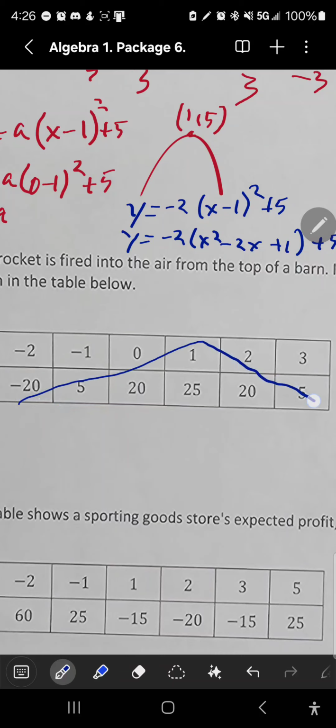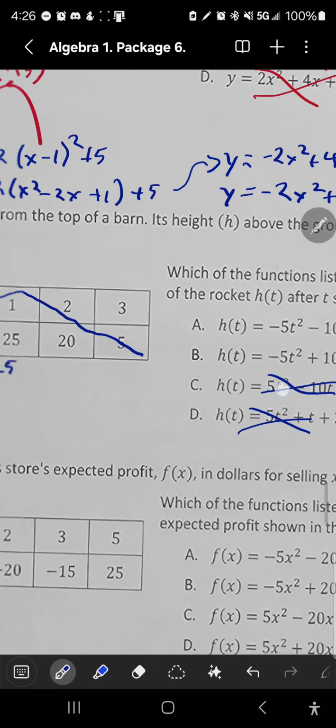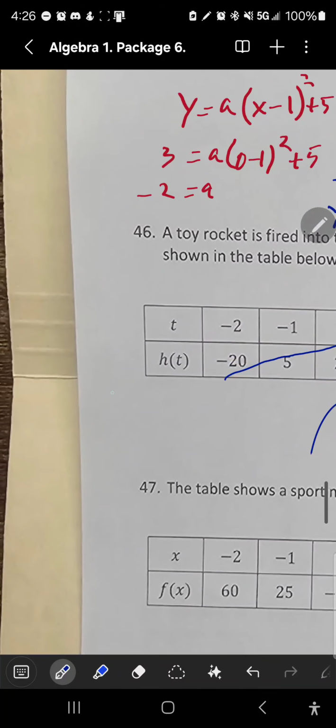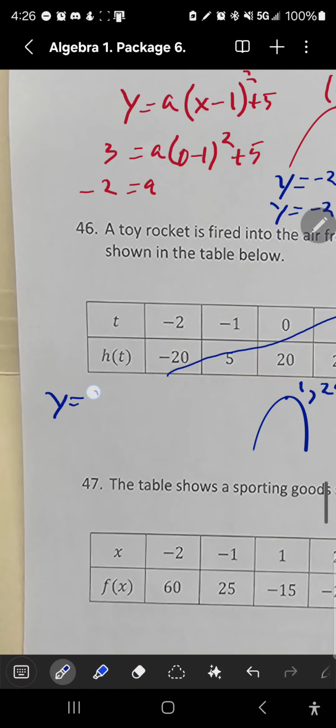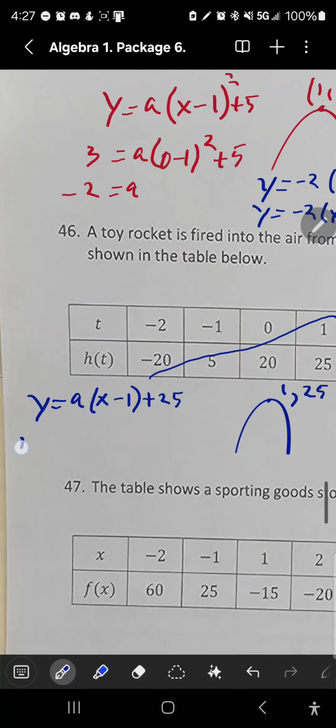Now here, again, as you can see, it is going down, then up. This is the maximum, and then it goes back down again. So something like this, our maximum is 1 comma 25. It is going down, so it is negative, so it is not this, it is not this. We need to solve for it. So y equals a times (x minus 1) squared plus 25. I'm going to select 0 comma 20 as my point, so 20 equals a times (0 minus 1) squared plus 25. And then subtract, and negative 5 equals a times 1, which is just a.